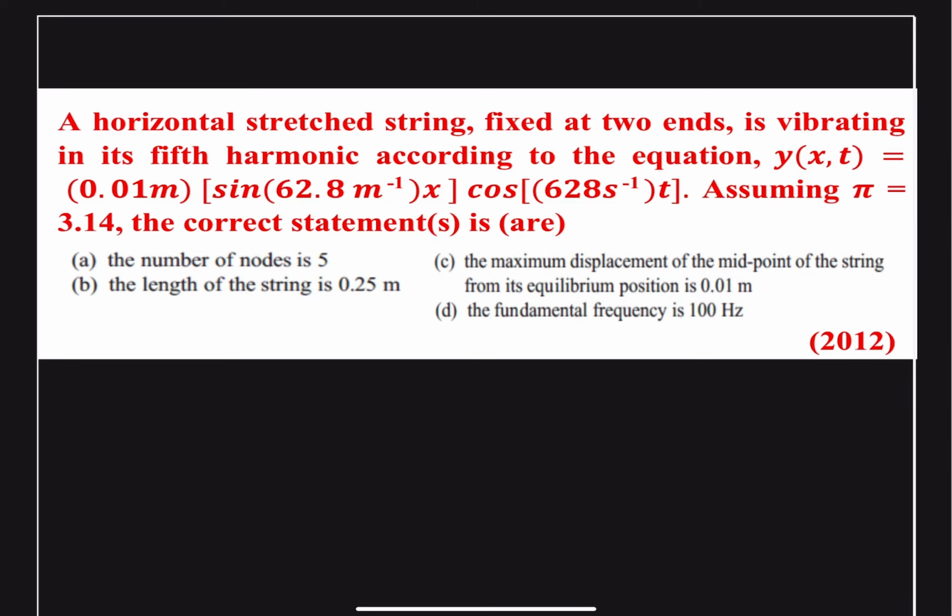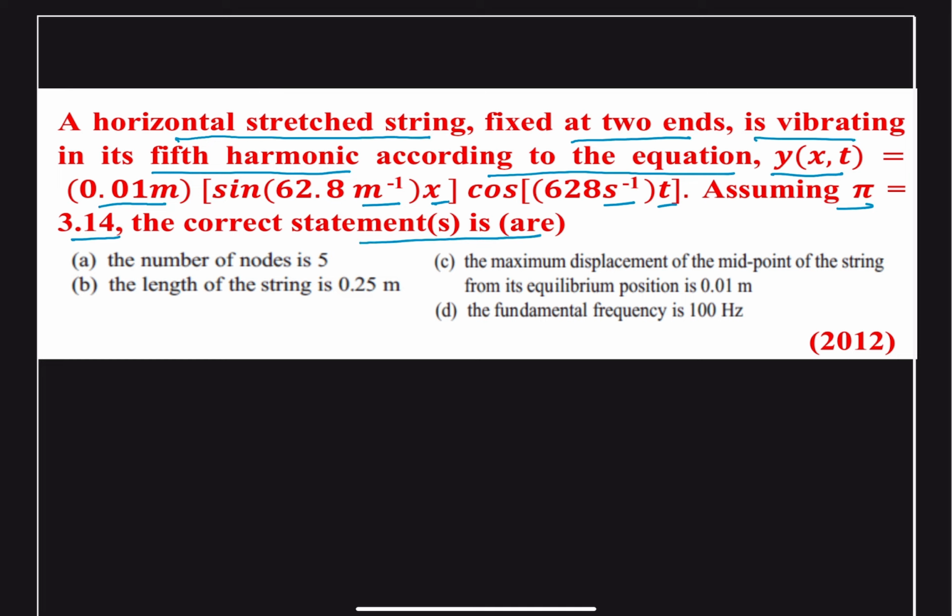Hello friends, today's question. A horizontal stressed string fixed at two ends is vibrating in its fifth harmonic according to the equation y of x,t equal to 0.01 meter sine of 62.8 meter inverse x cos of 628 per second t. Assuming pi is 3.14, the correct statement is or are... So it is a multi-correct option.